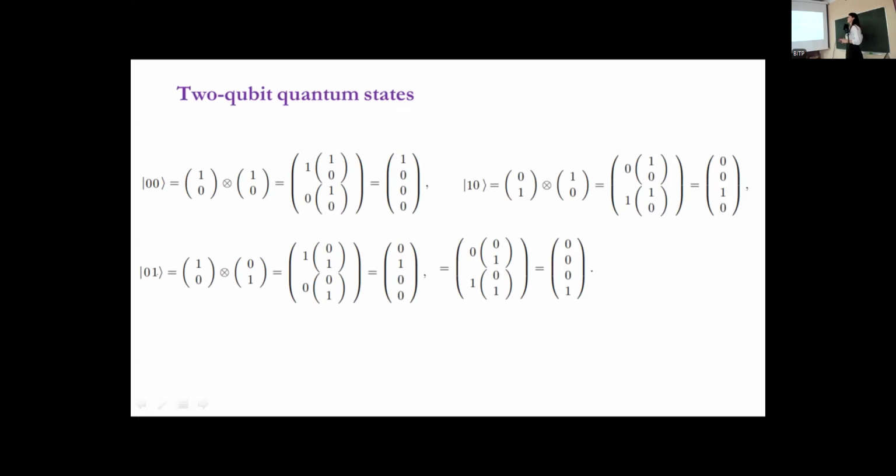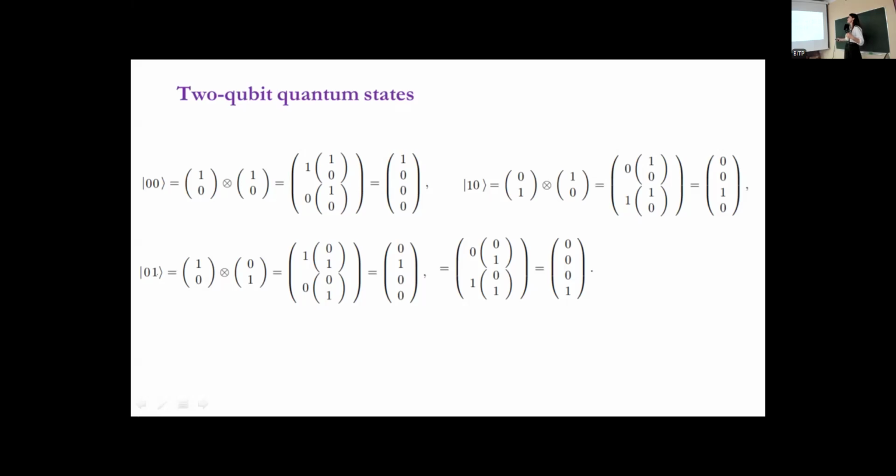The rule is the following. We have to consider the direct product of these states. So we cannot just multiply these vectors according to the rules of mathematics, but we have to consider the direct product. The rule is the following. We have to multiply each term of the first matrix by the terms of the second one.